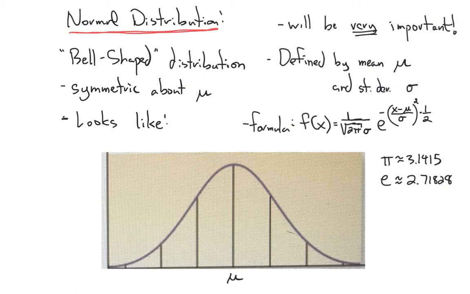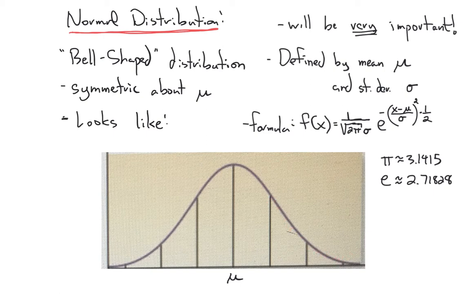Now, the normal distribution is really a family of distributions. If you have a different mean and a different standard deviation, you get a different normal distribution, but they all look kind of the same. They all look like this bell-shaped curve here.